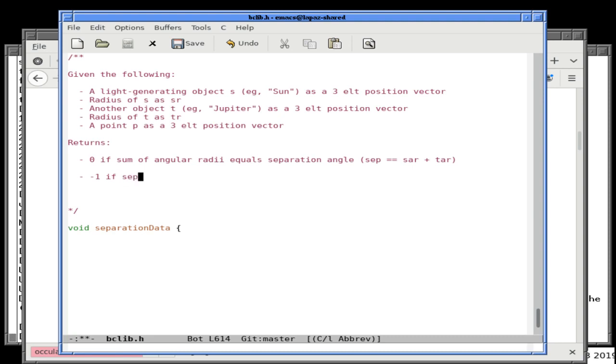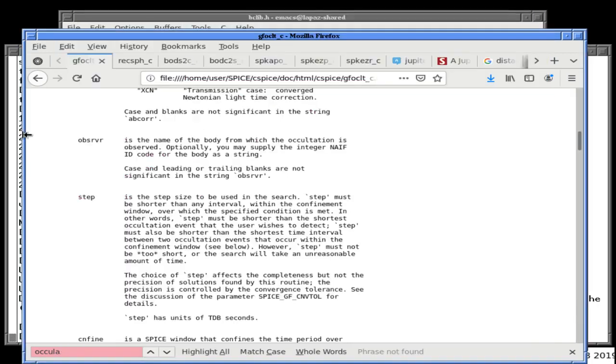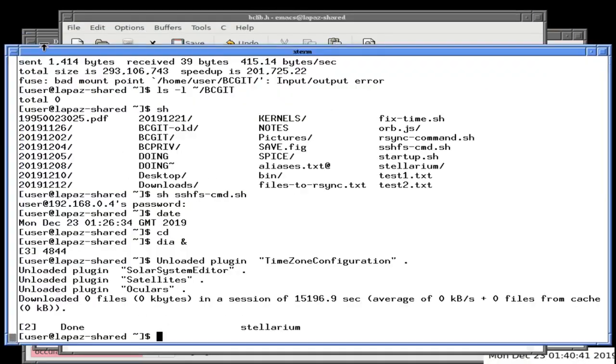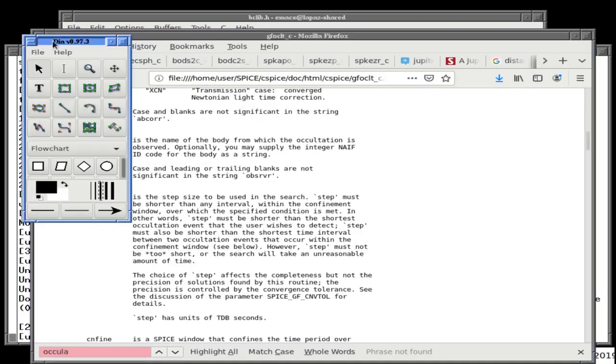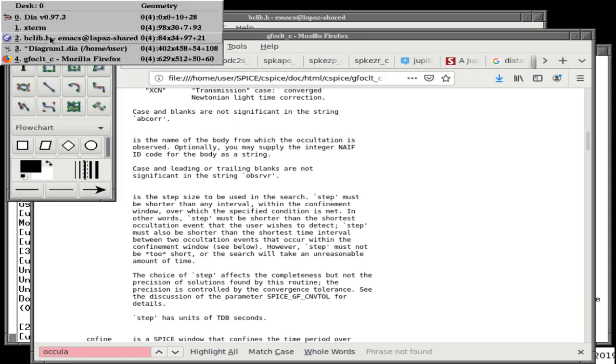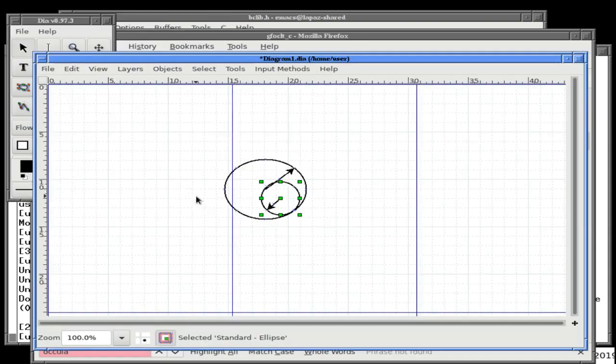If separation angle equals... this is one of the few cases where I'm actually using video to teach as opposed to using video to help answer, which is actually bad. I might actually have to screenshot my own answer here, if I've ever published this, to get the answer. If the angular radius of the obscuring object T is exactly equal to separation plus SR.